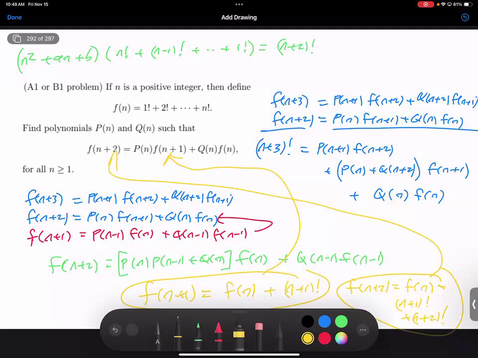Does anybody have any method that they think is particularly good? That's probably what I would do. I'm doing something different, but I don't think it's going to lead anywhere. What were you doing? Q times f of n, we need to make it equal to n plus 2 factorial.